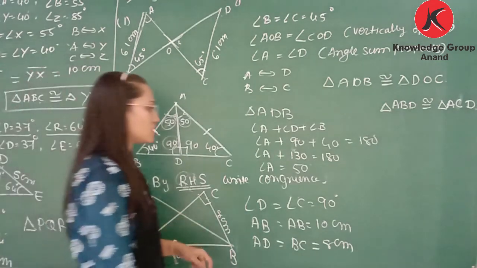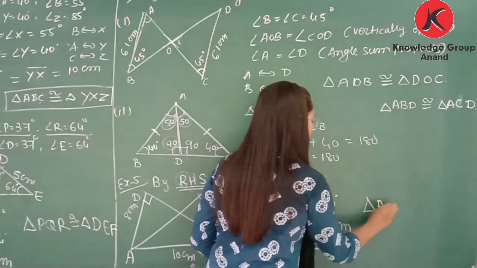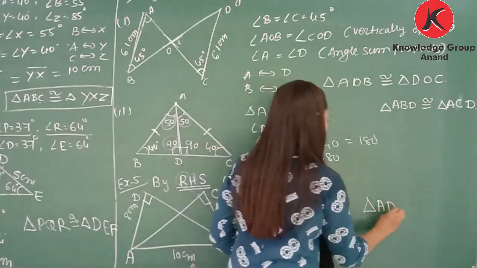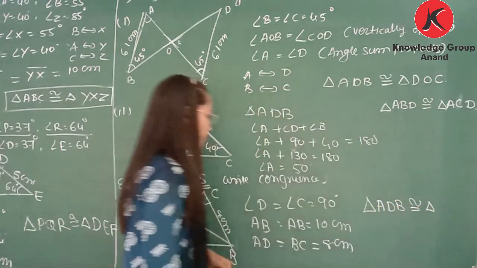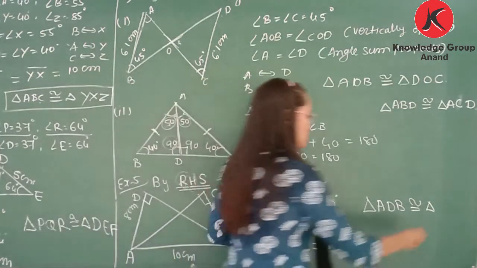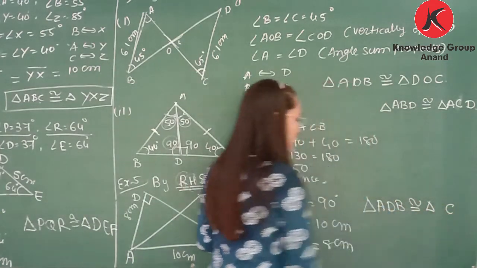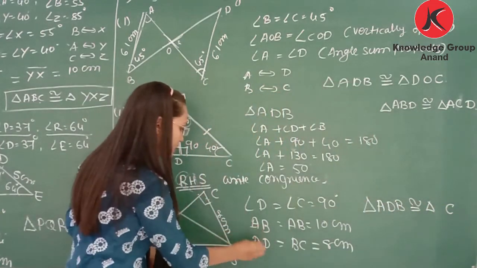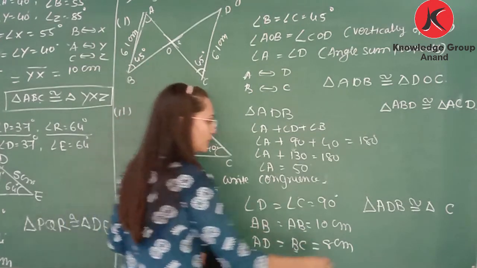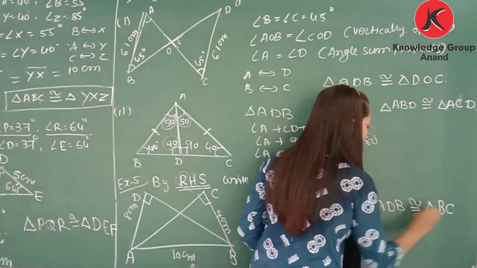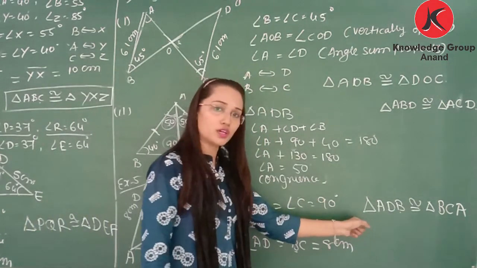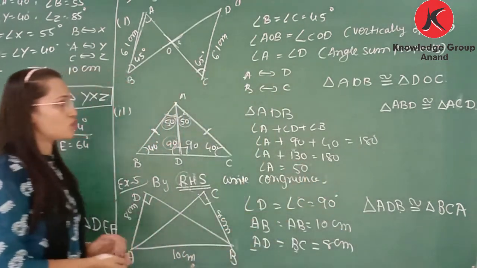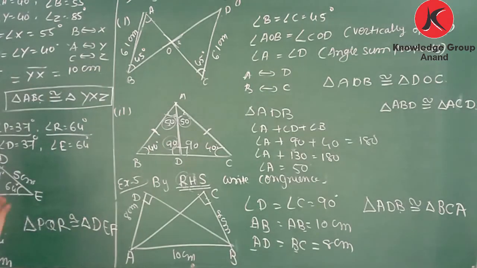So we can write the correspondence: triangle ADB is congruent to triangle BCA. Now D corresponds to C, so instead of D we write C here. Now here it is A and here it is B, so A will correspond to B and B will correspond to A. So this is the symbolic form of the correspondence. This way we can solve examples related to congruency.